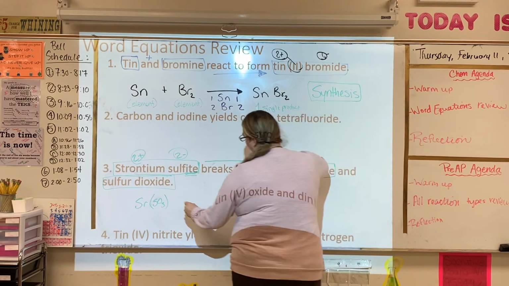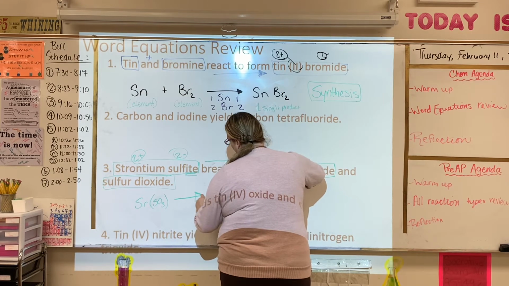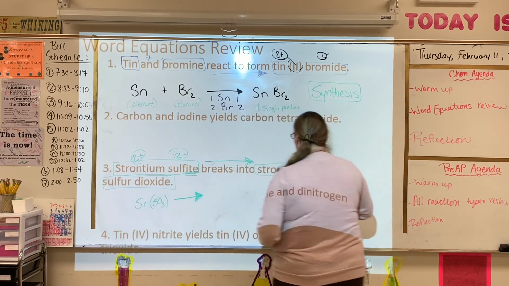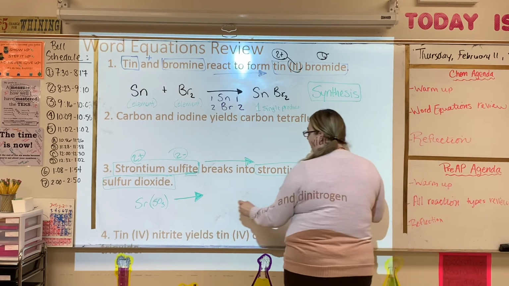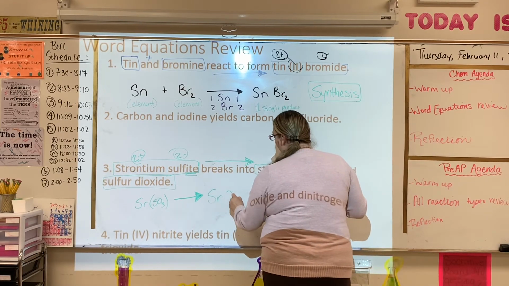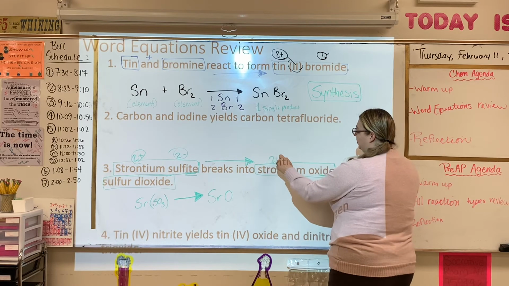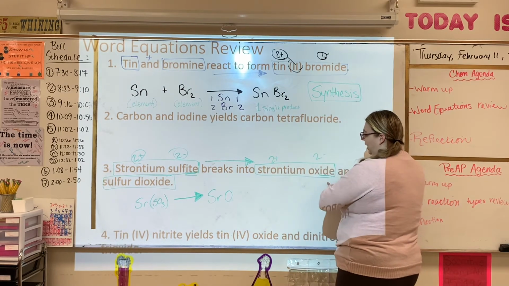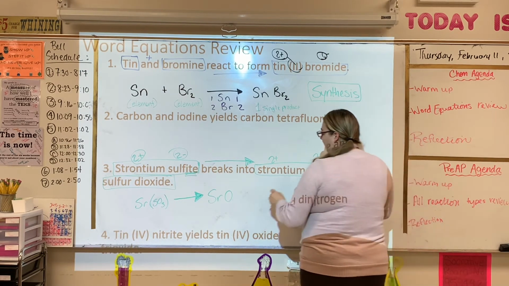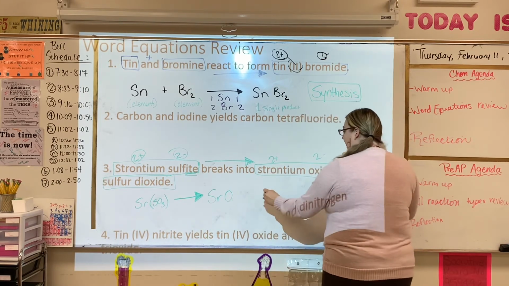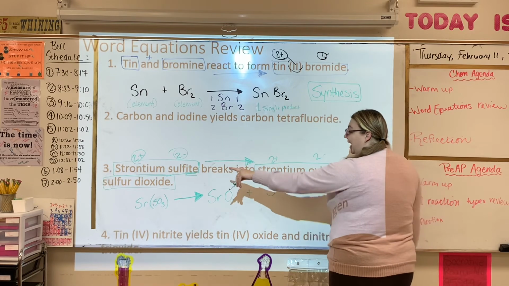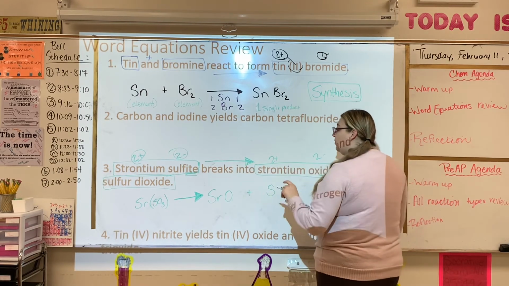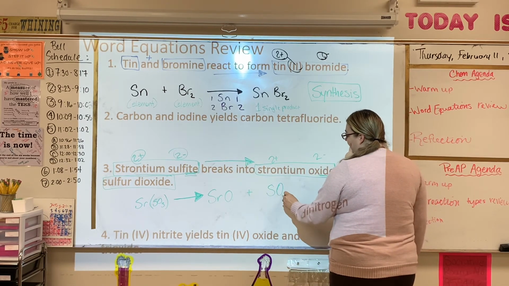Then we have our arrow. And we have strontium oxide. IDE means this is just oxygen. So we have Sr and O. Strontium was 2+, oxide 2-. So no need to crisscross that one. And then we have sulfur dioxide. That prefix di means that's covalent. So this is going to be SO2.